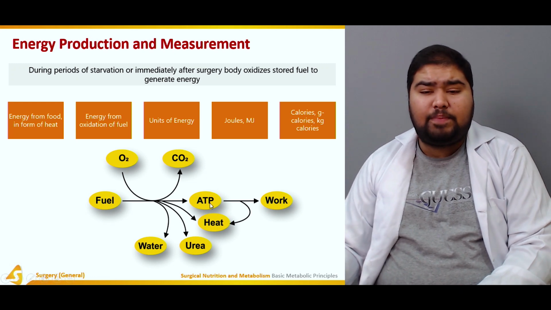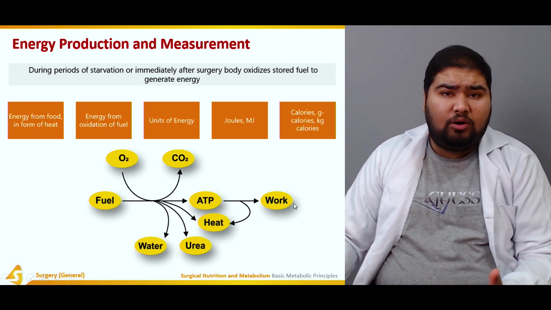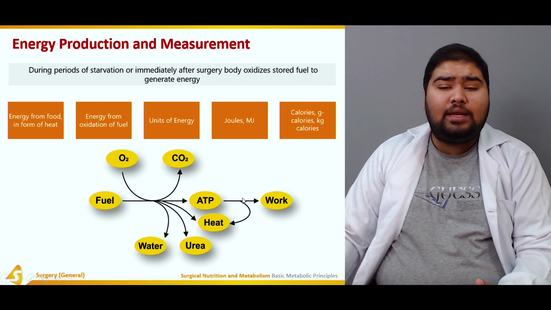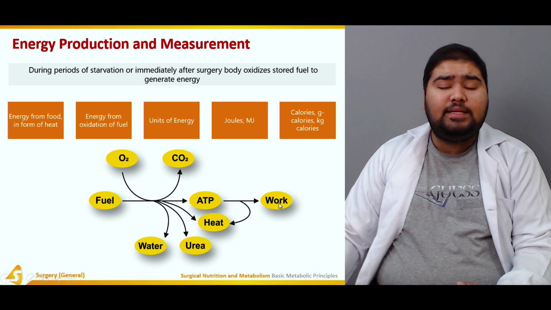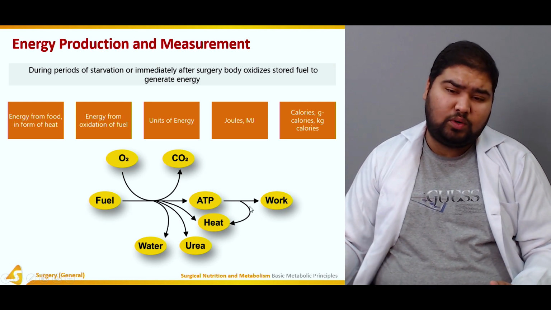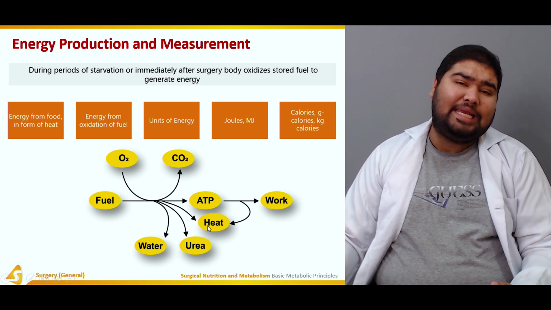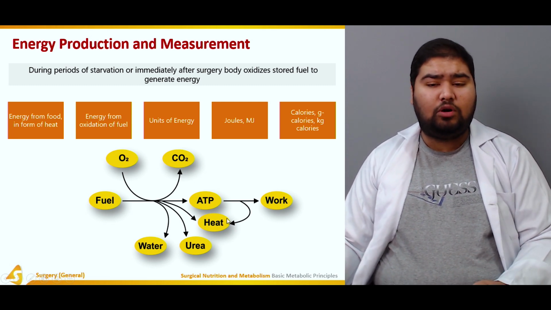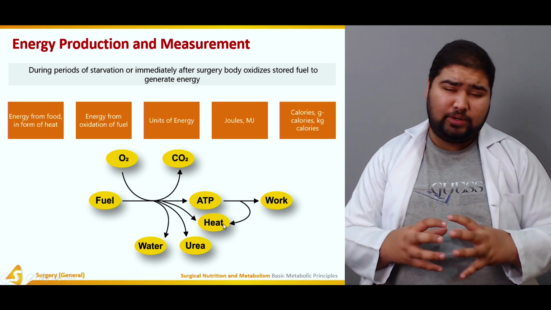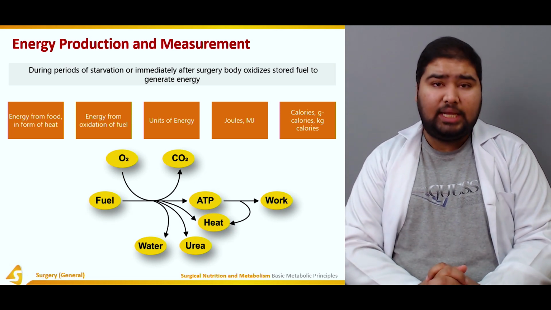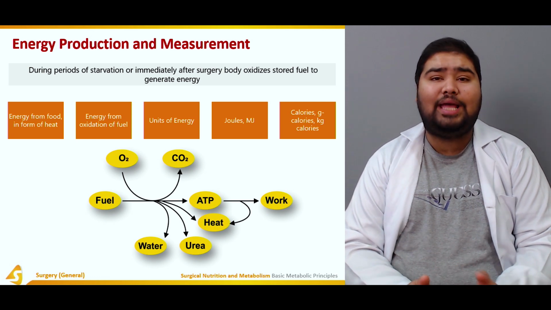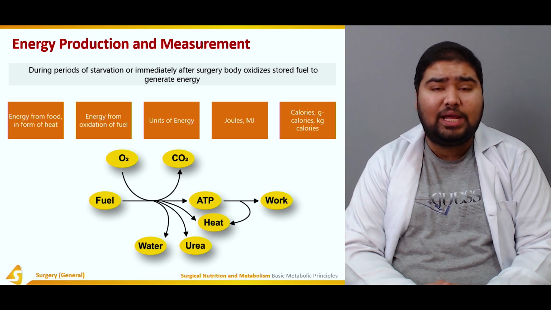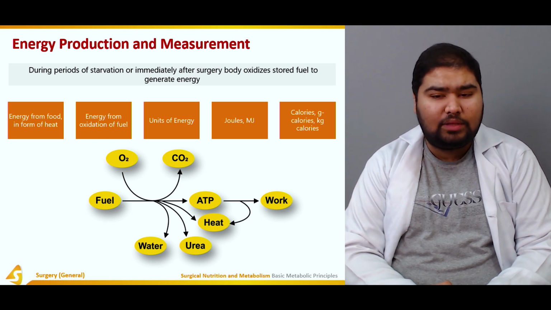So this ATP is broken down to perform any amount of work that is required in the body, and in breaking down this ATP, some of the energy is used to perform this work while the rest is released as heat. Now the oxidation of the fuels also generates heat. The heat that is produced in the body is used to maintain the core temperature of the body under the control of the hypothalamus.